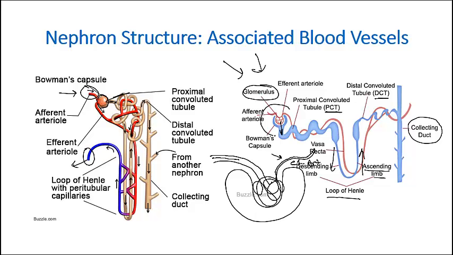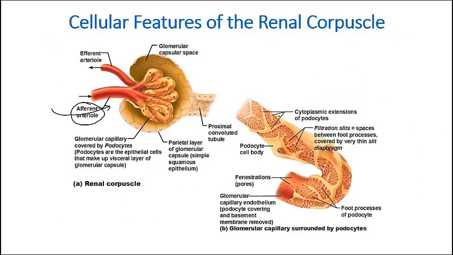Now if you zoom into one of these Bowman's capsules, this is the region we call a renal corpuscle. Okay, so let's look at the renal corpuscle and its structure. It contains the glomerulus with its larger incoming afferent arteriole and smaller outgoing efferent arteriole. It is nested within a glomerular capsule, something like a fist thrust into a balloon. Okay, in this normal structure, the visceral layer of the glomerular capsule is made up of specialized cells known as podocytes.